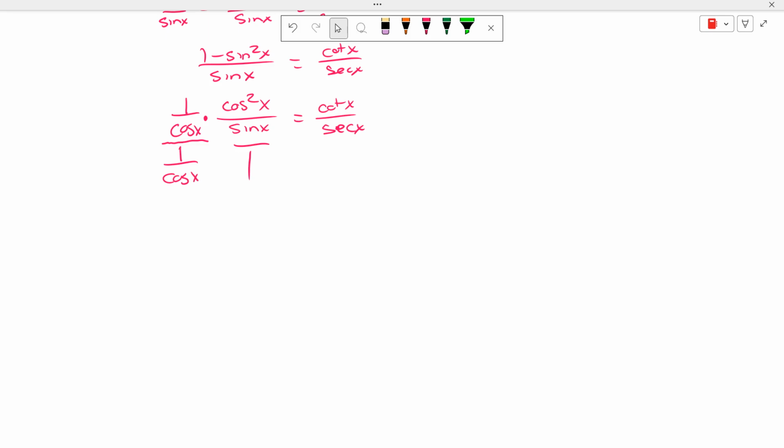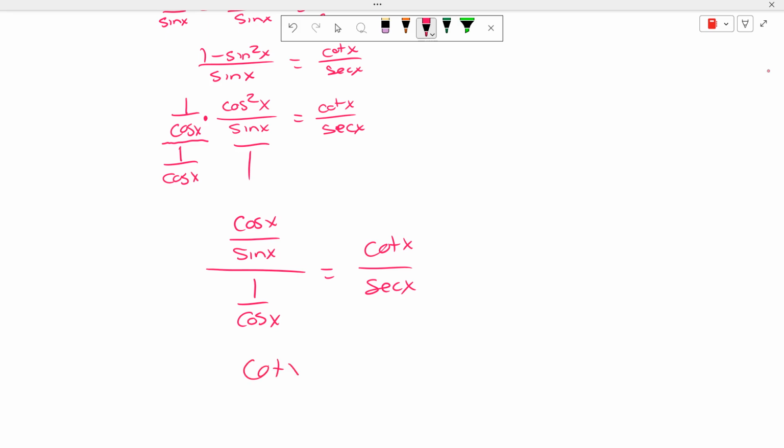So, my new numerator, the cosines cancel, right? So I'm going to get cosine of x over sine of x. My new denominator is just 1 times 1 over cosine, which is 1 over cosine of x. And we know cosine over sine is cotangent of x. 1 over cosine is secant of x.